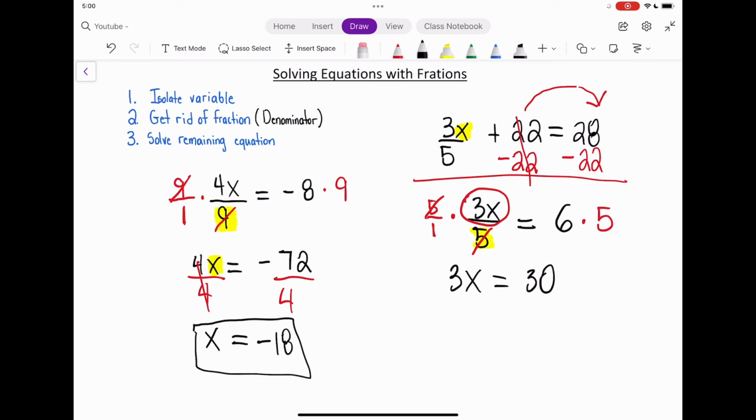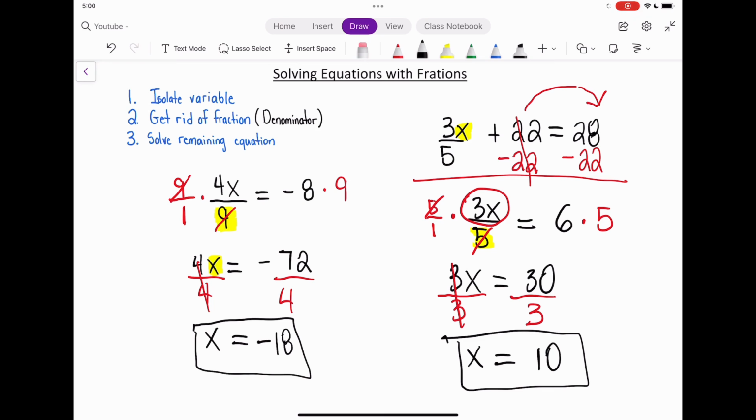So now we're back to the last step, solving the remaining equation. So we know 3 times a number is going to give us 30. So to figure that number out, we're going to work backwards and divide. And once we do, we'll get x is equal to 10.